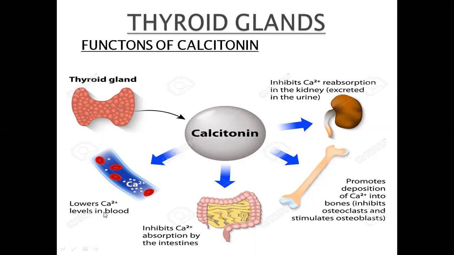Its function is to lower the calcium level in blood. Obviously, when the bone has a high amount of calcium, the blood will have a low content of calcium, right? Besides this, it inhibits calcium absorption by the intestine. What else does it do? It inhibits calcium reabsorption in the kidney, so it is excreted in the urine. So these all are the functions of calcitonin.